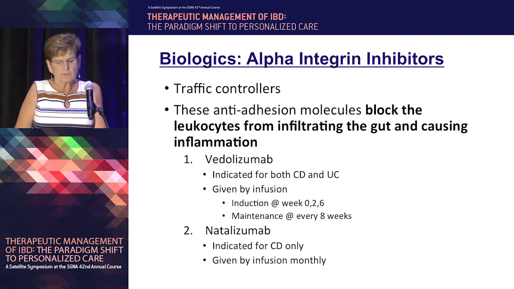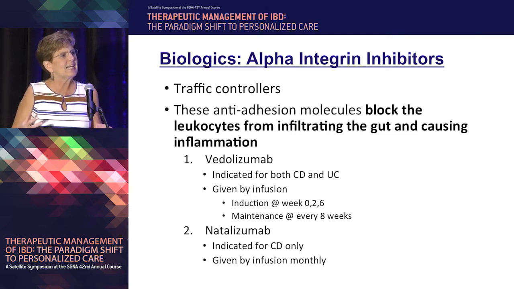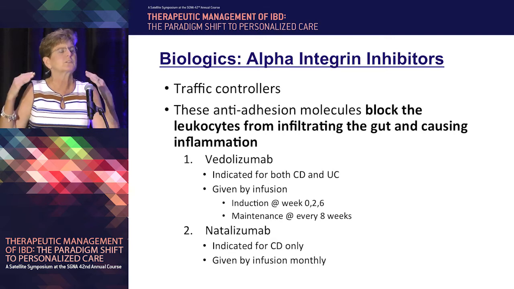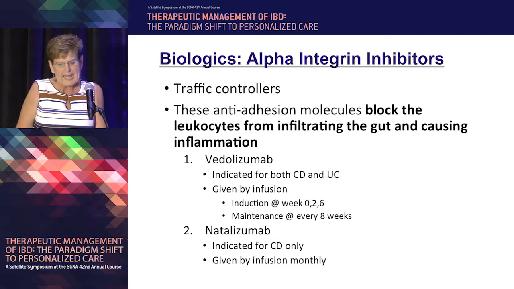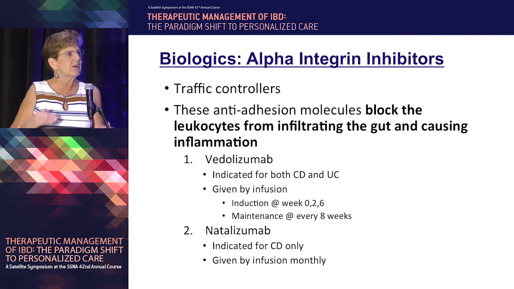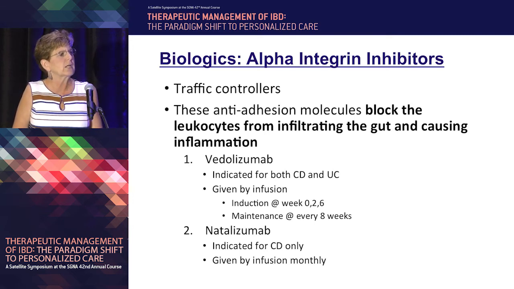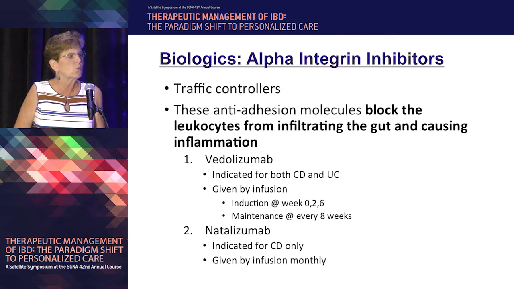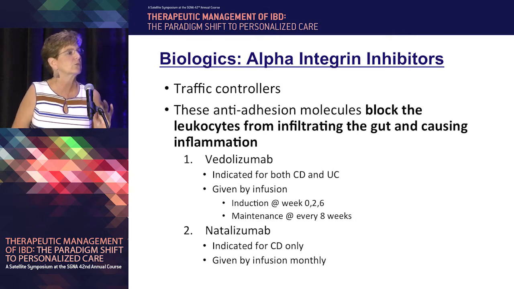And now the new kids on the block are the biologics, the alpha integrin inhibitors. These are traffic controllers. Again, looking at that inflammatory response, there are several things that are causing inflammation, and now what we're looking at is to block the leukocytes from infiltrating the gut. These are adhesion molecules. Vedolizumab, which is Entyvio, is an infusion for both Crohn's disease and ulcerative colitis, given in almost the same regimen as Remicade: at 0, 2, and 6 weeks, and then once every 8 weeks thereafter. It's a 300 milligram infusion that only has to be infused over 30 minutes.